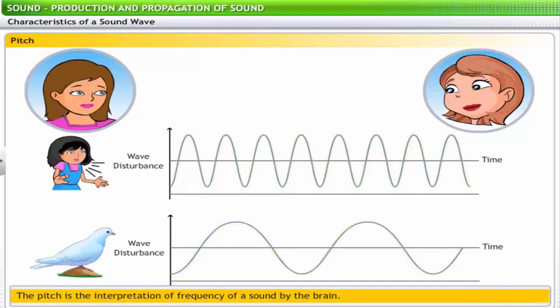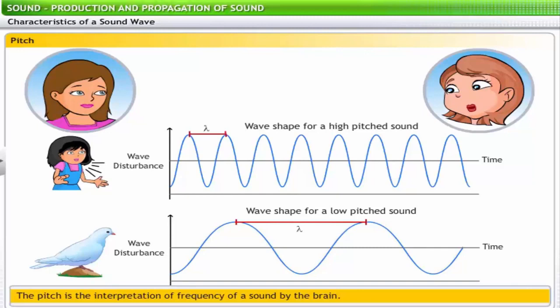Commonly, pitch is taken as the frequency of sound. A scream is a high-pitched sound, since the frequency of a scream is high. Similarly, the cooing of a pigeon is a low-pitched sound. The shorter the wavelength, the higher the frequency, and the higher the pitch of the sound. Simply put, short waves sound high. Long waves sound low.